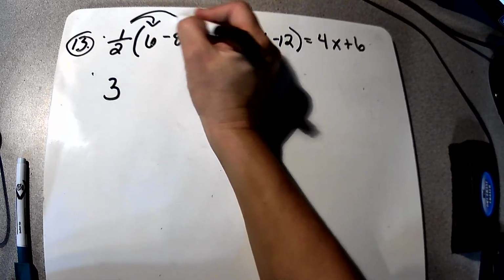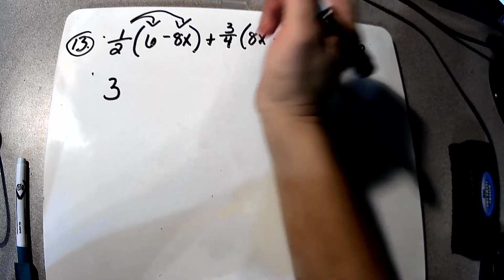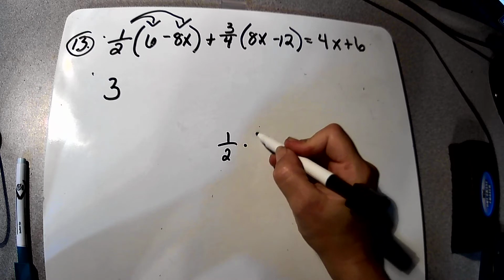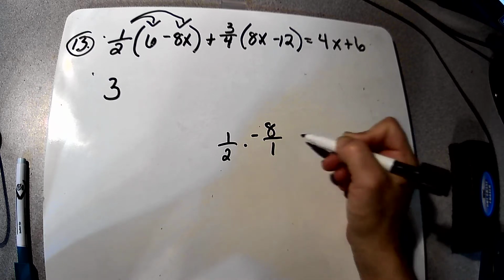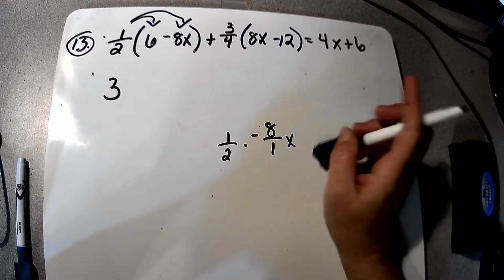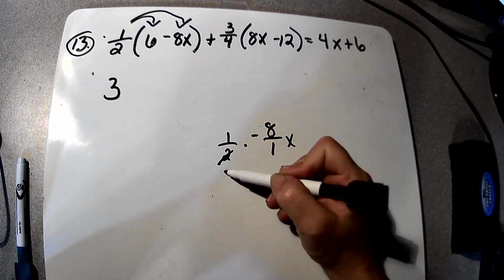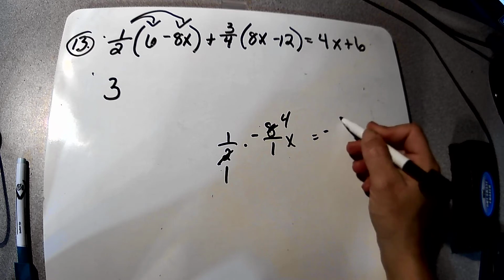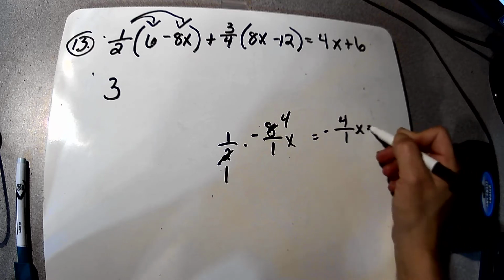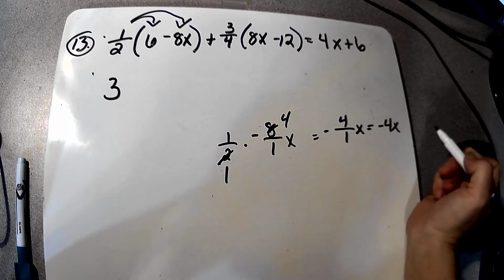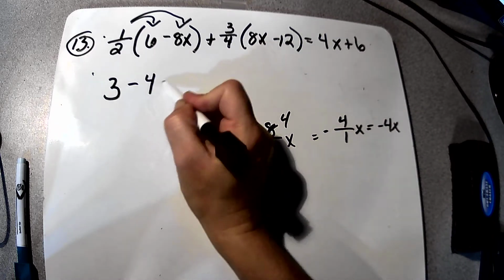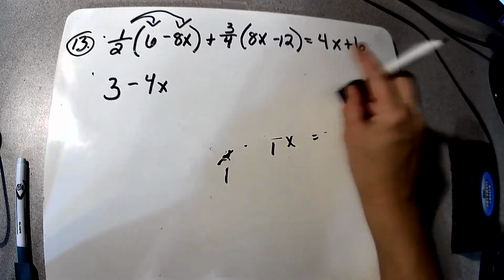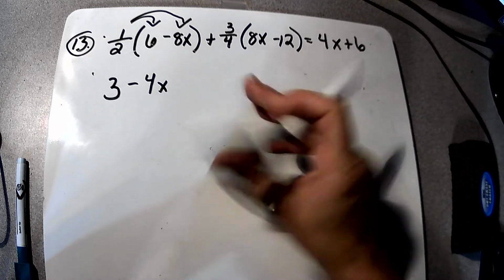And then we're going to rainbow it again. 1/2 of 8, negative 8x. So 1/2 times negative 8 over 1, and that's x. And right here we would do 1, and here we would do 4, and we get negative 4 over 1x, which is the same thing as negative 4x. So negative 4x. So really what we're saying is what's 1/2 of 8? Because remember, of means times.